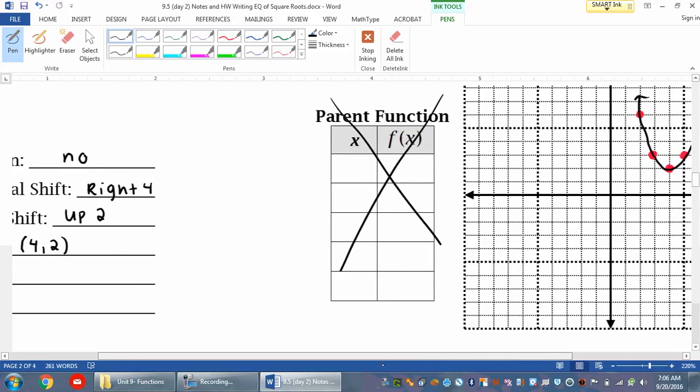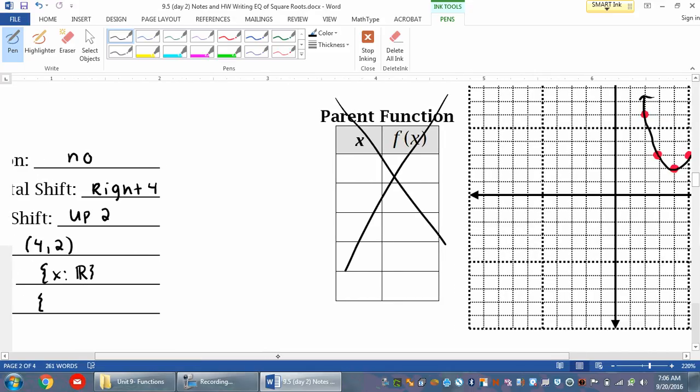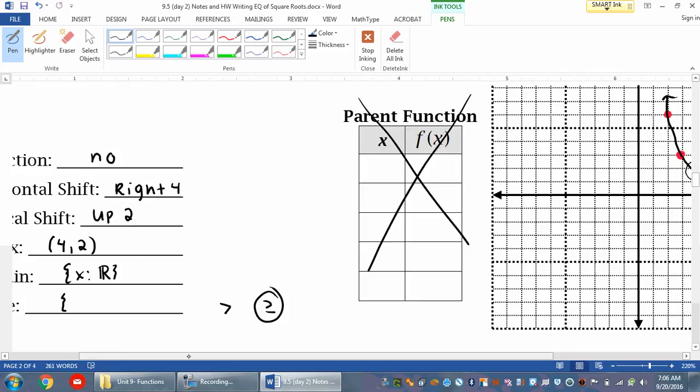I have arrows on both sides, and my domain is all real numbers. And my range, look, are both arrows going up or both going down? They're both going up, so if you get greater or greater than or equal to, you look at the lowest point. That lowest point is a closed circle, so I know I'm dealing with or equal to. Y is greater than or equal to, whatever the y coordinate is, 2.